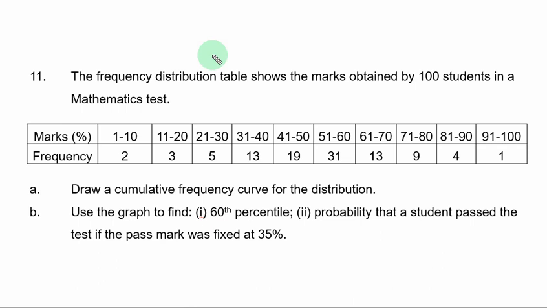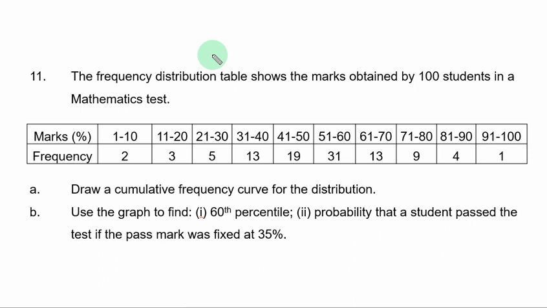Question 11. The frequency distribution table shows the marks obtained by 100 students in a mathematics test. You have the table with the marks in percentage and their respective frequencies. From 1 to 10, frequency is 2. From 11 to 20, frequency is 3, and so on. A part of the question: draw a cumulative frequency curve for the distribution.